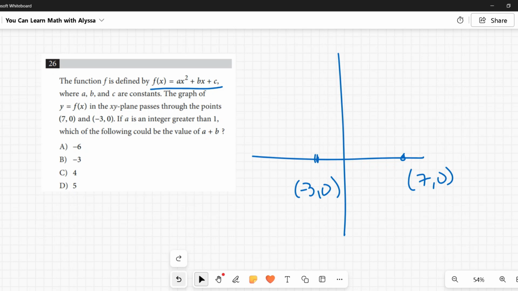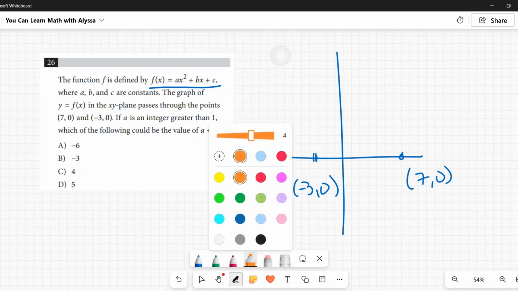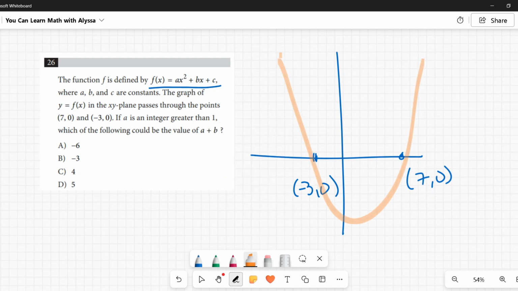Or, there we go. Or it could be, oh goodness, this whiteboard. Or it could be going down and coming up. Either way, it's going through these 2 points. These are its x-intercepts. When you know the x-intercepts, you know the zeros of it.